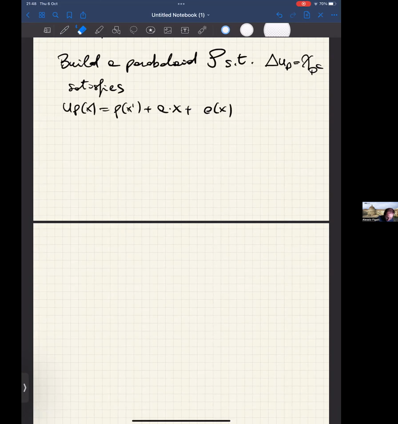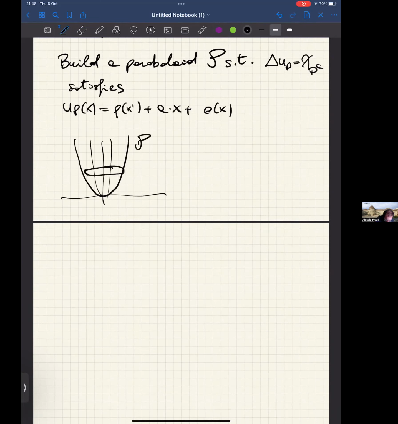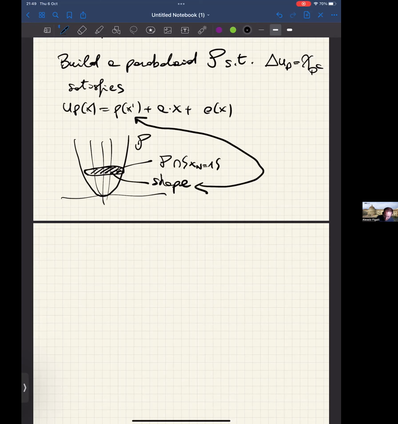A paraboloid, you can think of it as, so you have your paraboloid P, which will be something like this, let's say, if you try to draw the extra dimension. So there will be a section here, right? So this is P intersection xn equal 1. So this is an ellipsoid, if you cut a paraboloid with xn equal 1. The shape of this is what is linked to the polynomial P here.